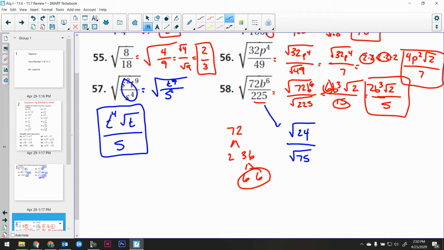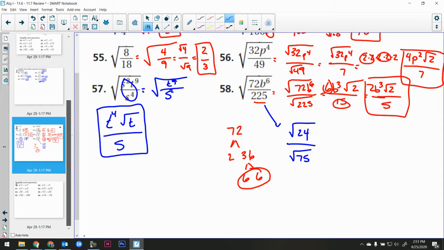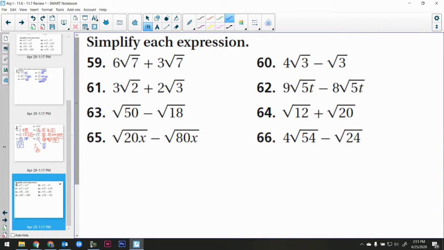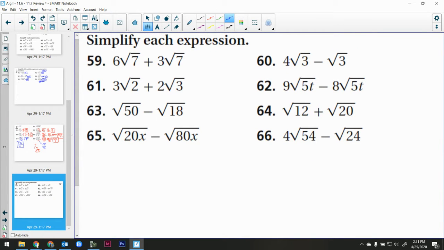Okay. All right. Oops, almost ended the video and I didn't even get to the last set of problems. Here's 59. It'd be 9 radical 7, it'd be 3 radical 3.